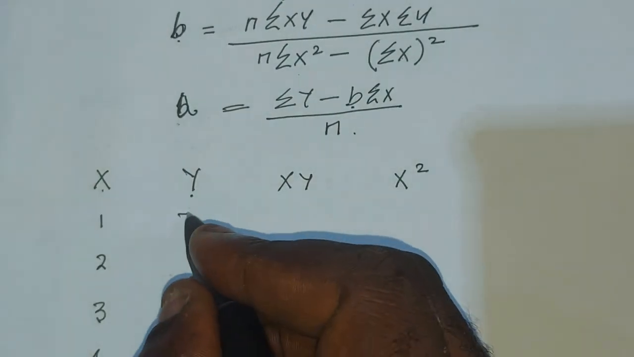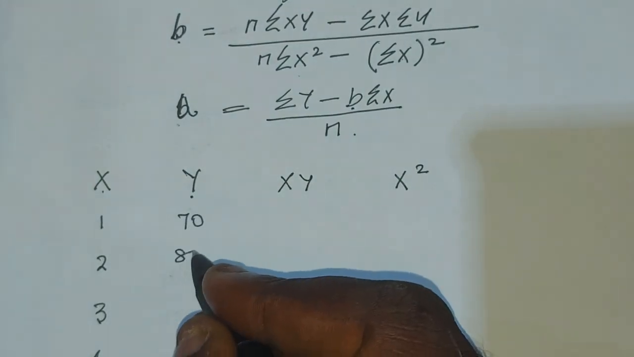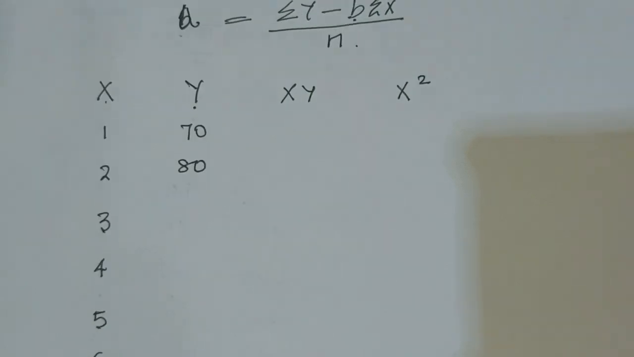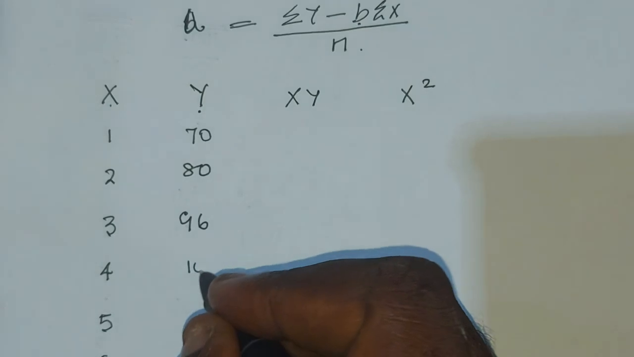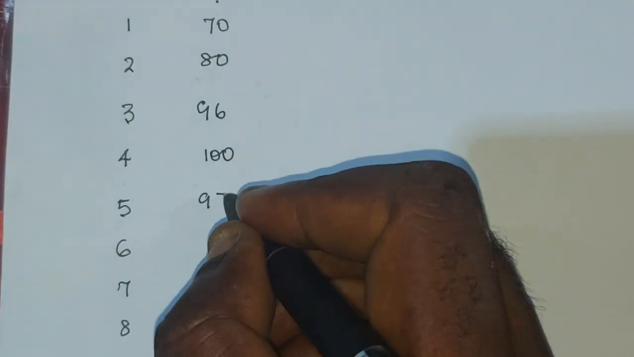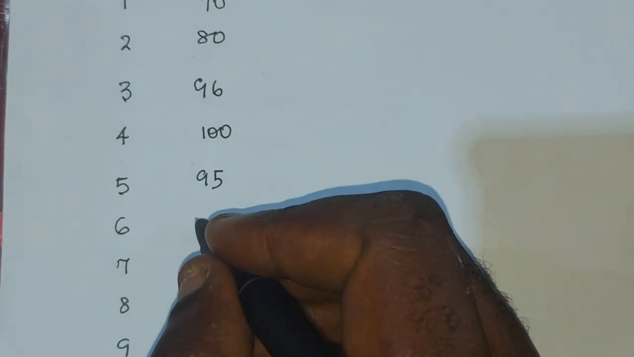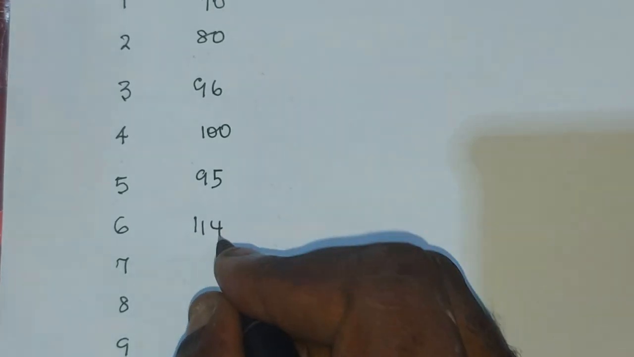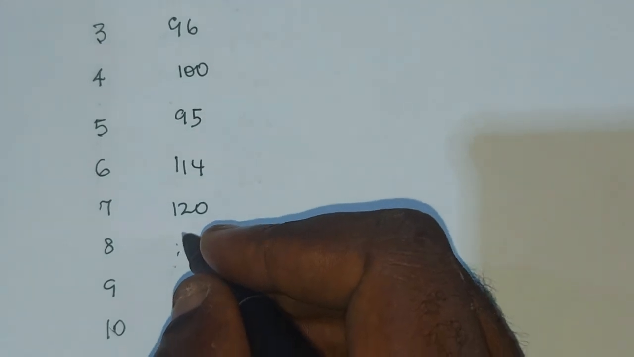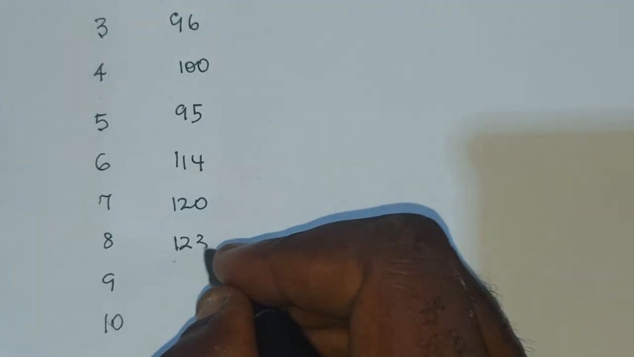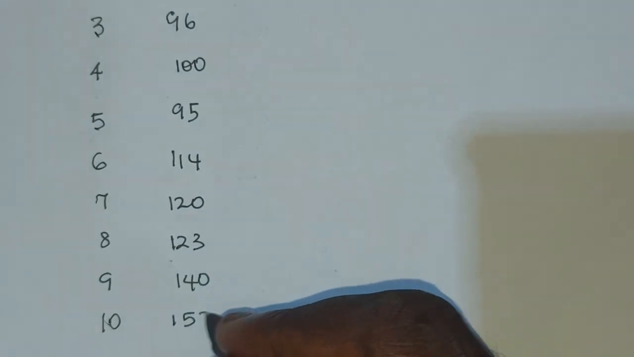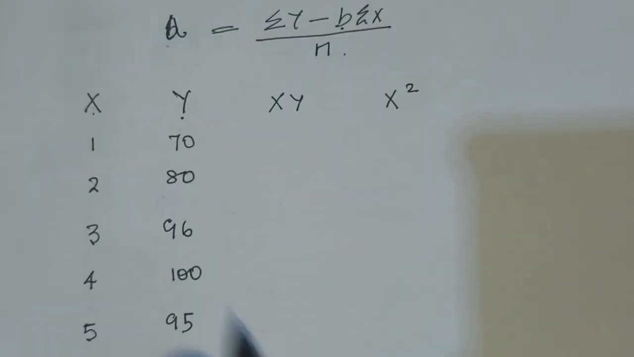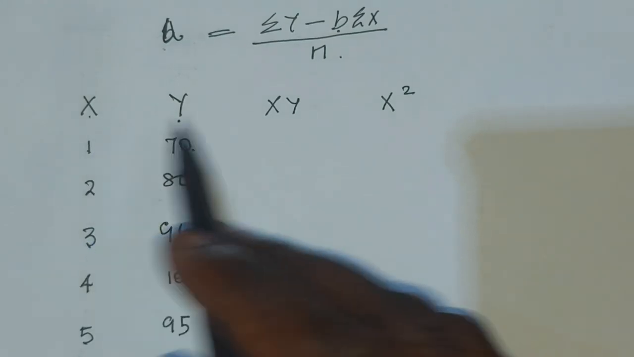Then you write the corresponding sales volume against it. So you have 70, 80, 96, 100, 95, 95, 114, 120, 120, 123, 140, and 153. All right, then you start to multiply xy.